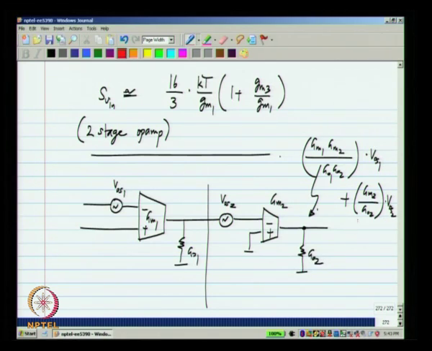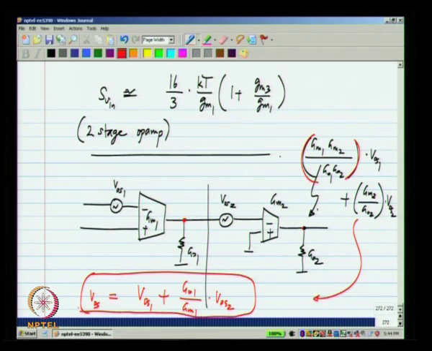Now, when we refer this to a single offset source at the input, we divide this by the overall gain, which is this number. So, VOS at the input would be VOS1, because it is from the first stage it adds directly, plus GO1 by GM1 times VOS2. Okay. Just as with noise, VOS2 is divided by the gain of the first stage. So, when we compute the input referred offset, the contribution of the second stage will be quite negligible.